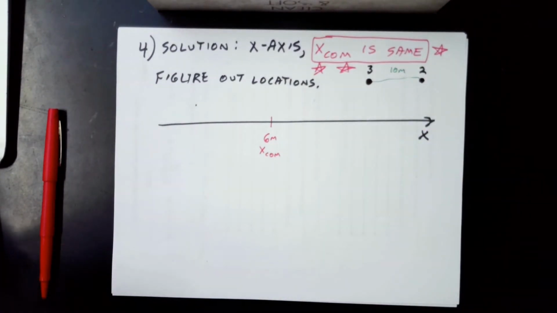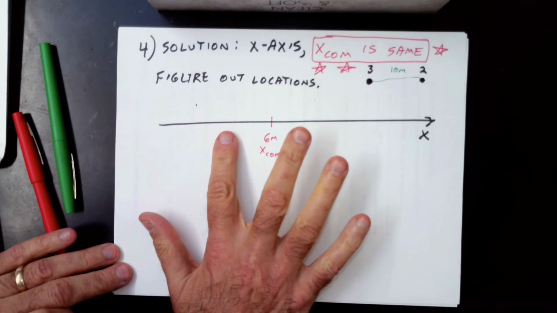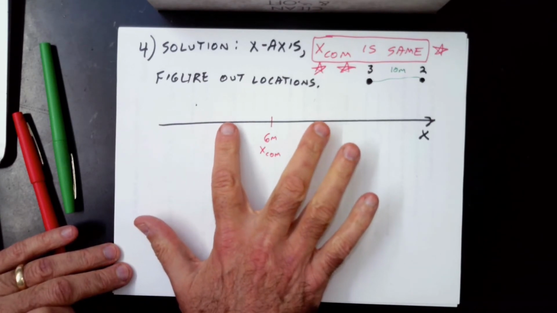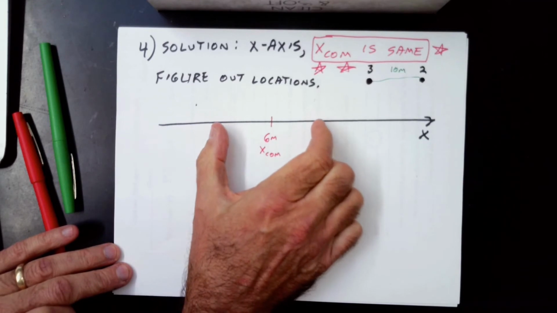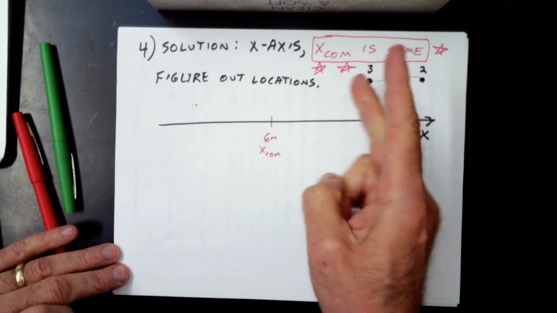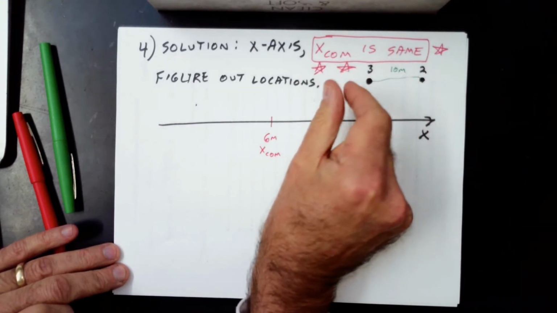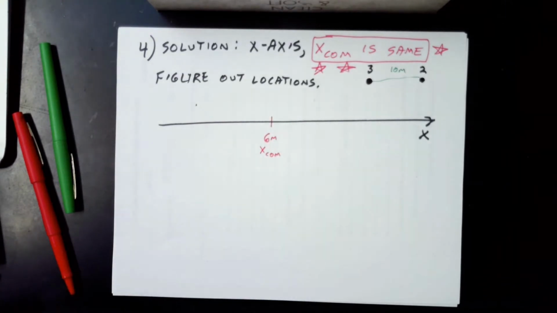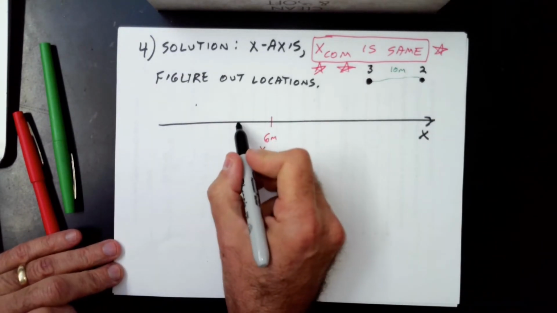So what I have to do is arrange a 3 on the left of the center mass and a 2 on the right so that two things are true. They're 10 meters apart and the center mass is still at that location 6, because no matter what they do as they rotate around, even if they get closer or farther apart, the center of mass will always be at x equals 6.